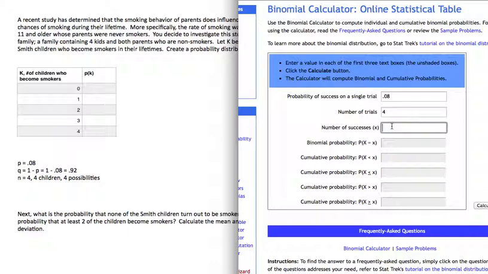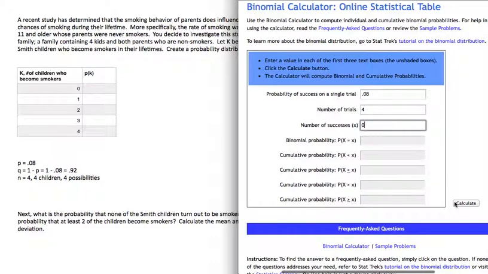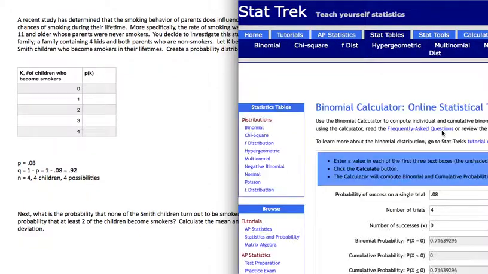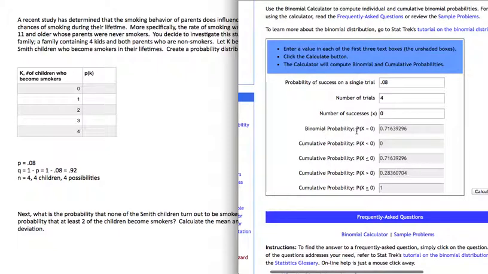We want to know, first, let's calculate the probability that 0 of those children smoke. So I'm going to type in 0. Again, just looking back here, there's a probability of 0.08 for each child. There are 4 trials, 4 children. We want to know what's the probability that none of them, 0, smoke. So when I hit calculate, notice it's giving me the probability. This first one is the probability that we have exactly 0 children. That's 0.716.